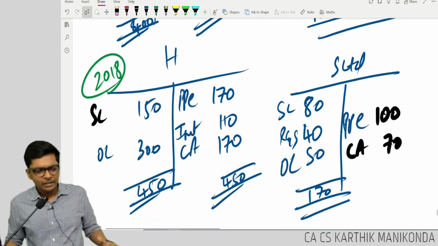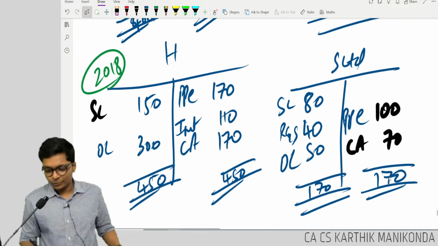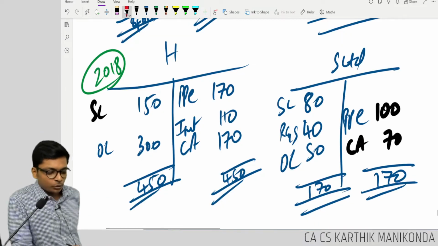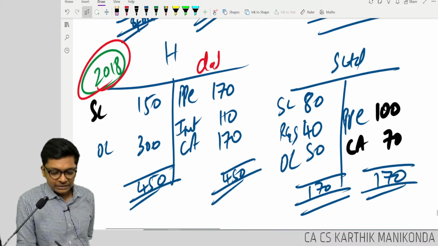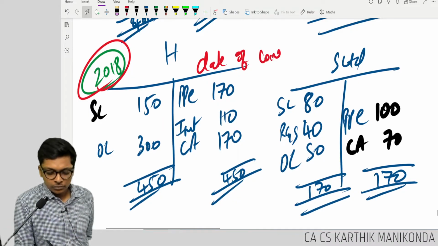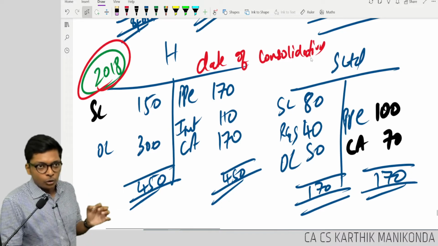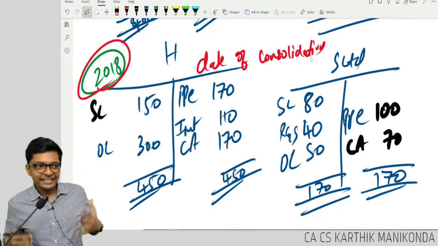Same PPE. It can be anything, guys. Tell any number, means reasonable number. Okay. Yes. Got it, guys. This is in 2018. This is date of consolidation. Now, I will do line by line addition.